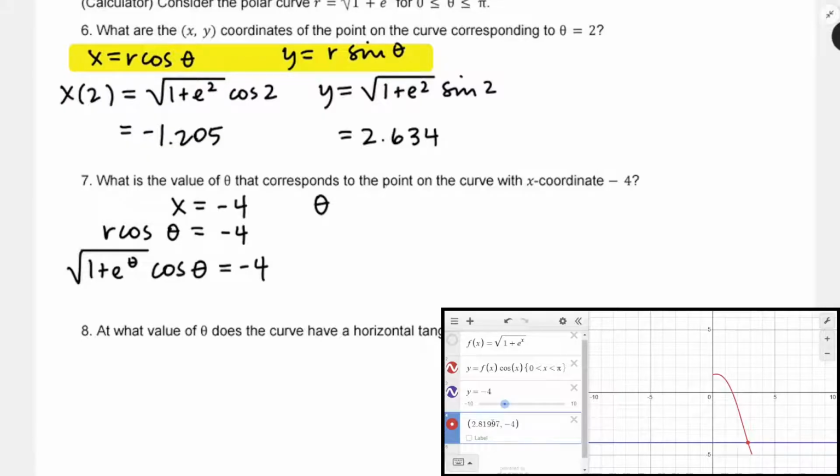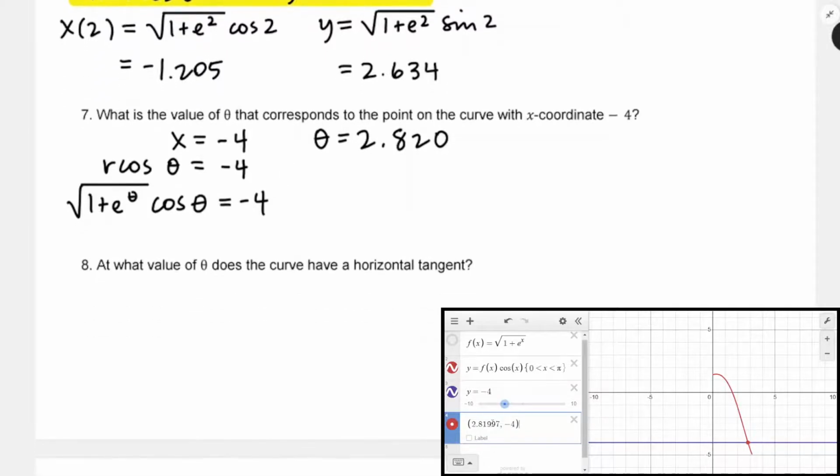Yeah, theta equals 2.820. And that's the value of theta.